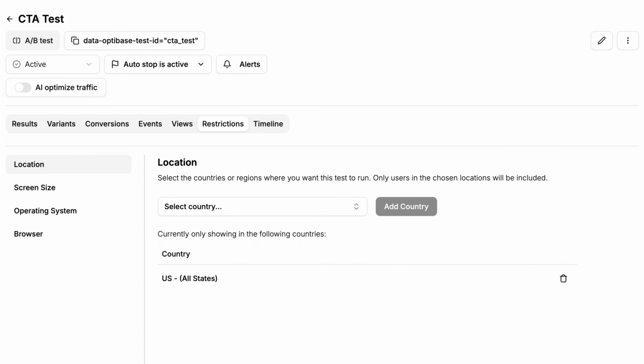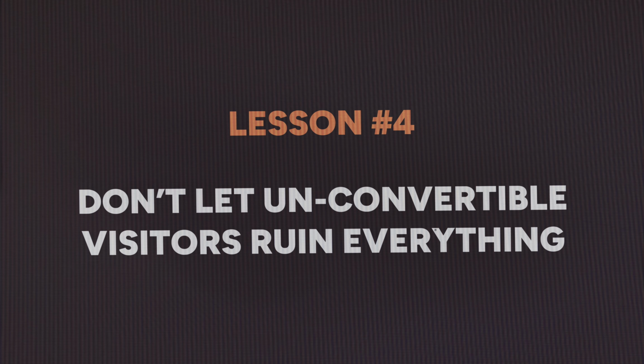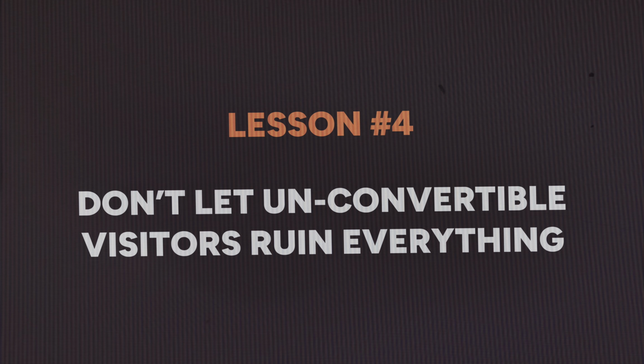This totally depends on which tool you're using. With Optibase, it's super easy. You can just restrict things by location and only show your test to people who could actually convert. Now, I mentioned geo restrictions here, so by location, but you can also restrict by device size, operating system. Let's say you have an iOS app, you can only show it to people who use iOS. Anyways, setting up restrictions is super important.